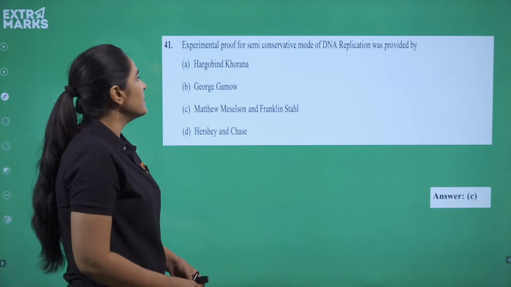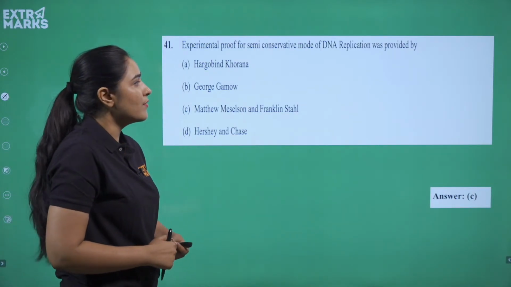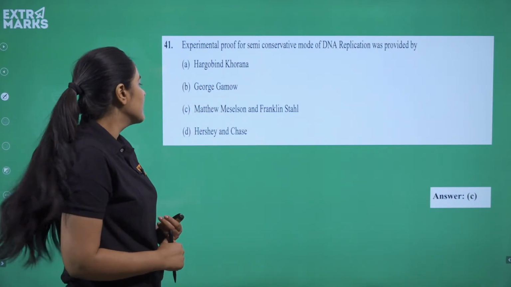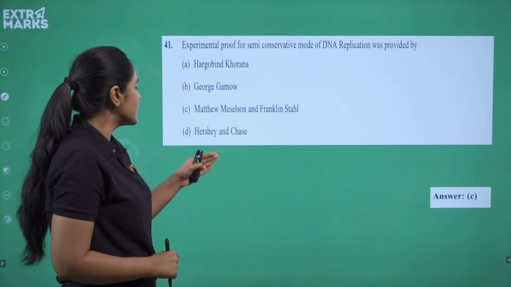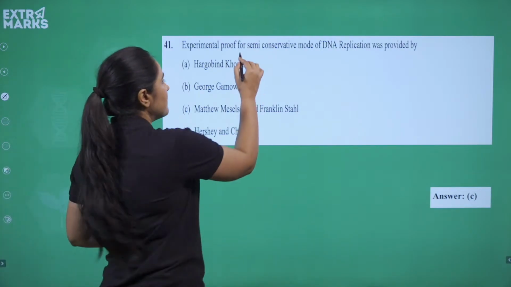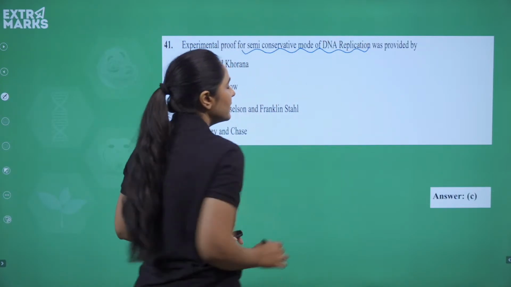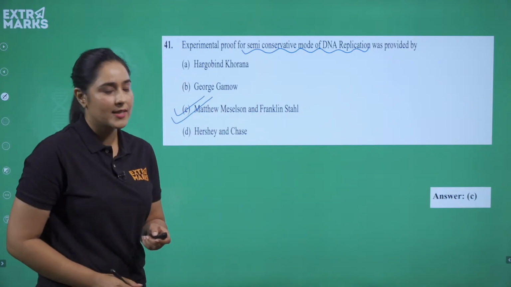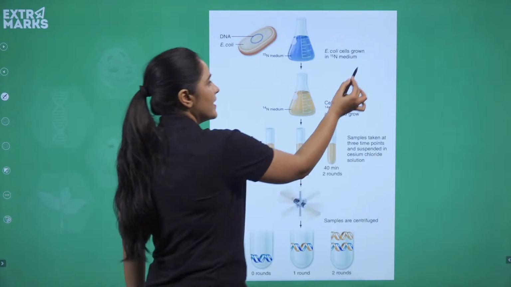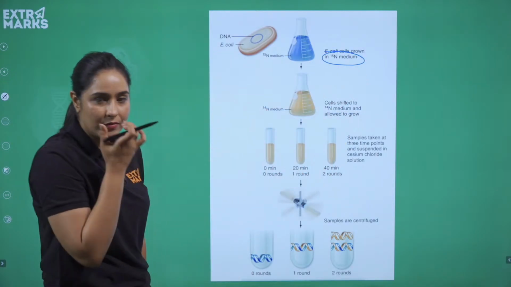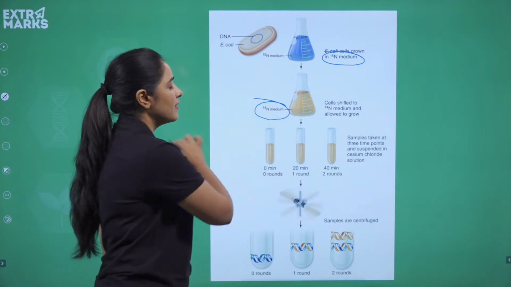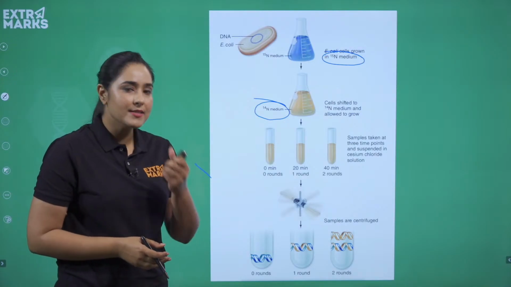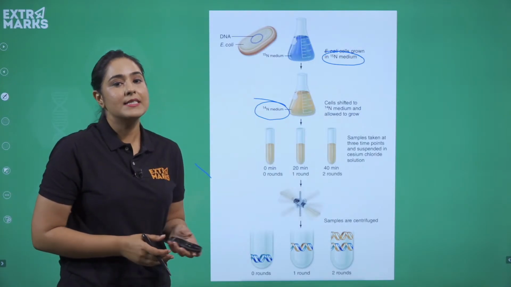Another question, experimental proof for semi-conservative nature of DNA replication was provided by Har Gobind Khorana, George Gamow, Matthew Meselson and Franklin Stahl, and Hershey and Chase. So semi-conservative mode of DNA replication is happening. This proof was given by the experiment conducted by Matthew Meselson and Stahl. As you can see here, we are having the application of N15 and N14 medium here. And this was the Meselson and Stahl experiment to prove that semi-conservative is the mode of replication in DNA.